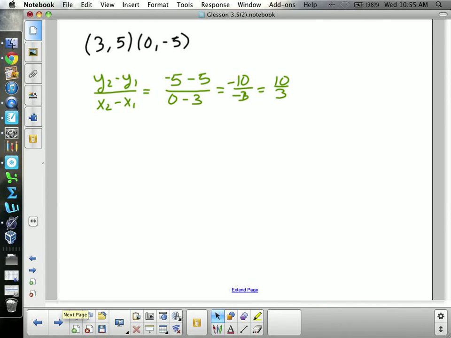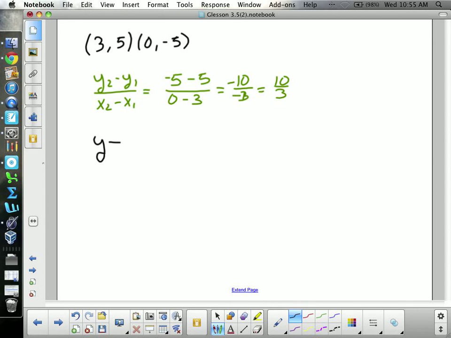We go right to our y minus y1. Now, if you're observant here, you'll notice that the 0, negative 5 is your y-intercept. So we could just do y equals 10/3 x minus 5 and we'd be done. Okay? And that's great. Most people aren't going to catch that. So let's go ahead and use our formula, and you'll see that it comes out anyway.